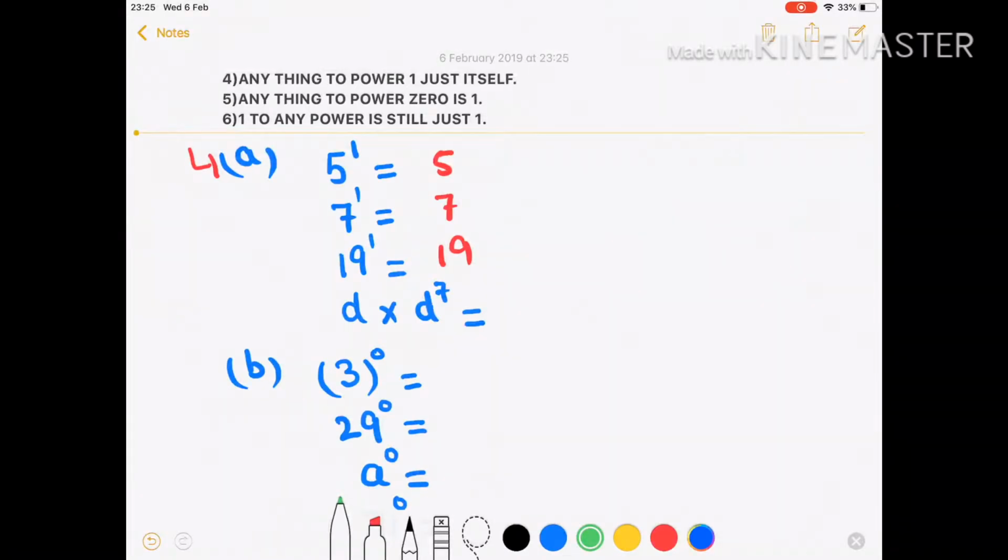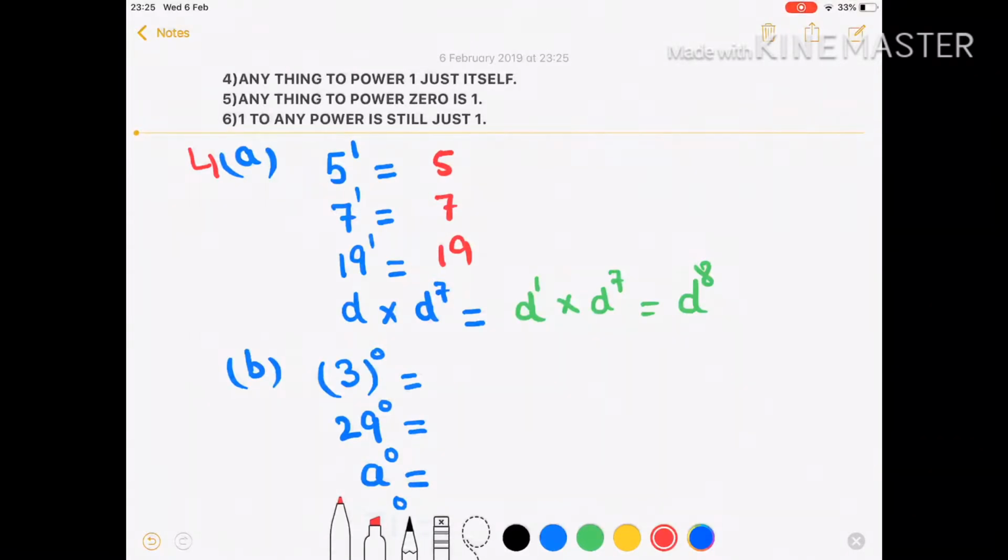And next question. Suppose no power is there. It means the power is 1. So d to the power 1 times d to the power 7. Then we have to use rule number 1. When the similar thing is multiplying, you have to add the powers. 1 plus 7, so the answer will come d to the power 8.